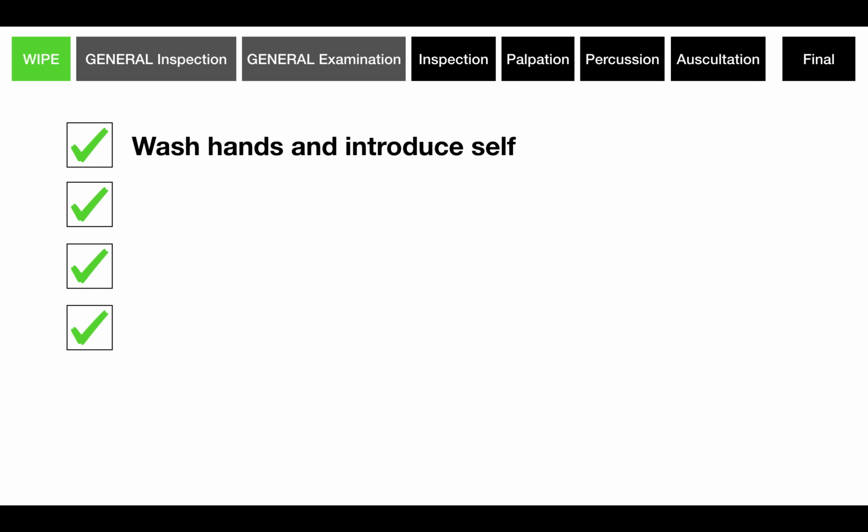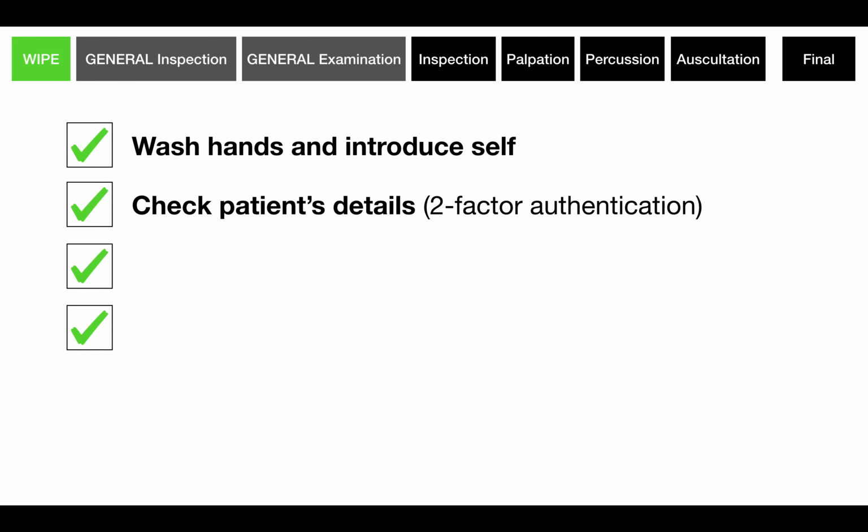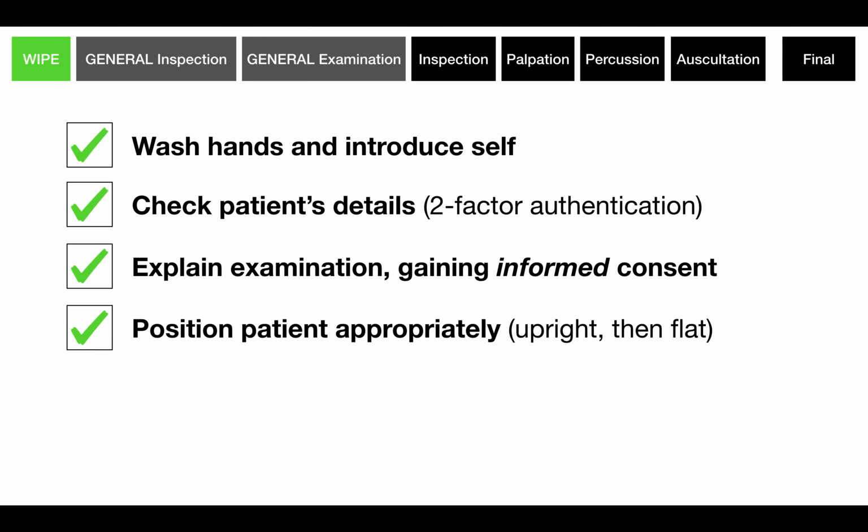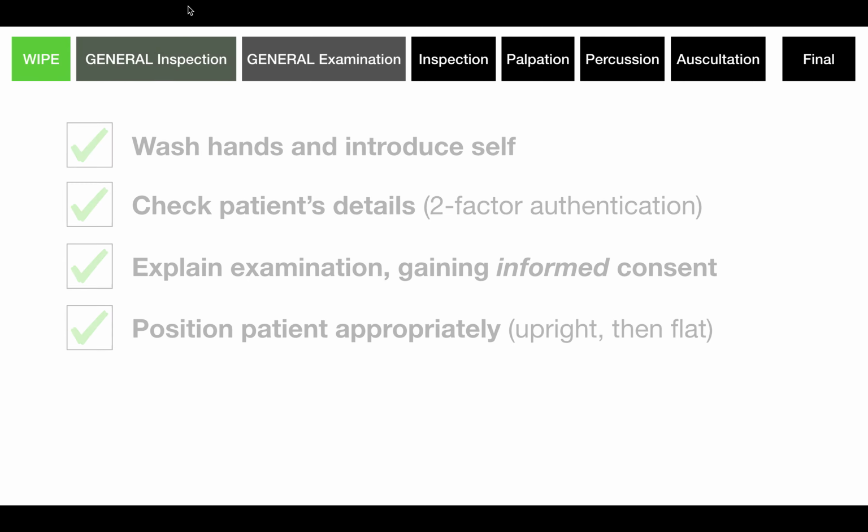Right, so at the top is the breadcrumb trail, so we'll be able to follow our way through. So in the WIPE process, it's four things, as we've said. Wash hands and introduce yourself. Check the patient's details, and we're looking for two-factor authentication, so name, date of birth, or date of birth and full address, or first line of the address, or whatever. It's very trust-specific. We're then going to explain the examination and gain informed consent, and we'll position the patient appropriately. So nothing here is unique to the abdominal exam. This is the same for the cardiovascular exam, the respiratory exam, but this is the general formula.